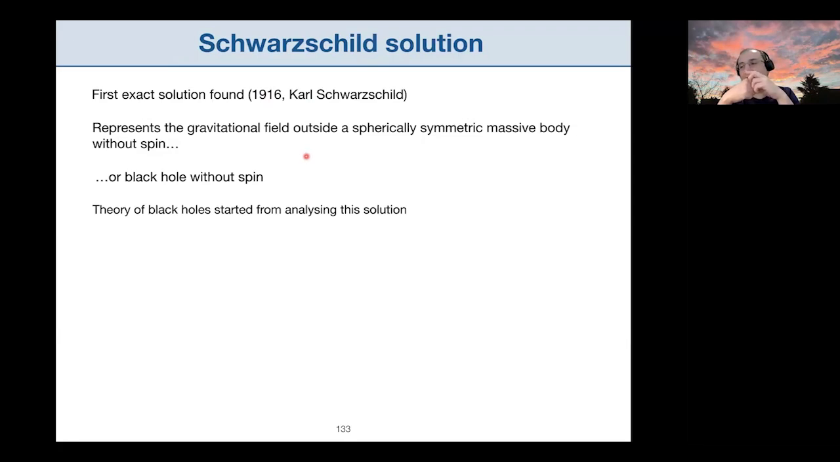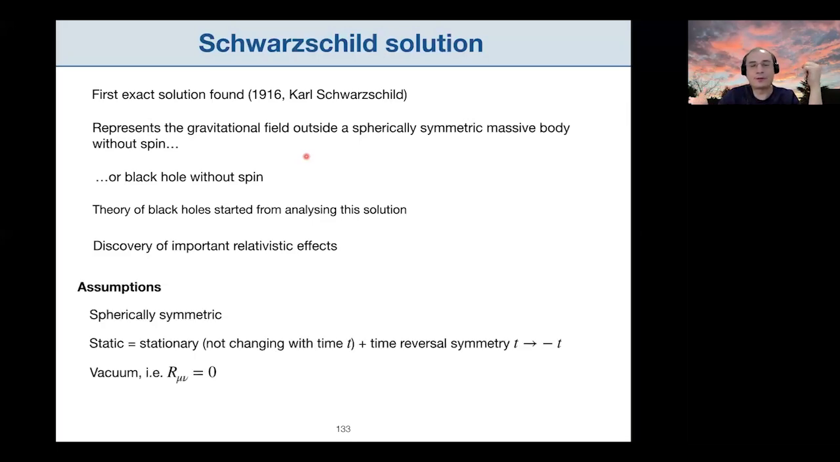In fact, the theory of black holes basically started from attempts of mathematicians, mathematical physicists, and physicists to understand this solution. It is exactly this type of reasoning, presented in this lecture, which basically led to the emergence of the black hole theory. It was also in the Schwarzschild solution that very important relativistic effects were found. So historically, it's a very important solution, one of the most important ones. It's derived under the assumption that the spacetime and the mass distribution are completely spherically symmetric.